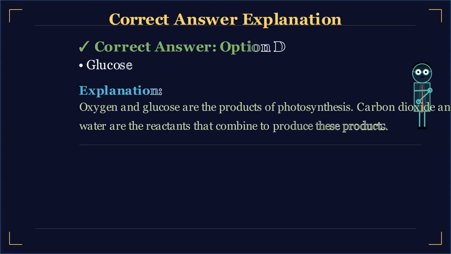Here's the explanation for the correct answer. Oxygen and glucose are the products of photosynthesis. Carbon dioxide and water are the reactants that combine to produce these products.